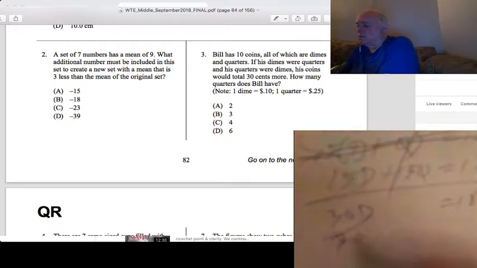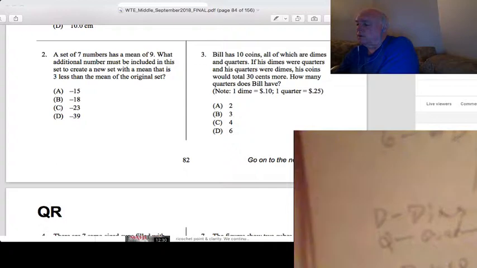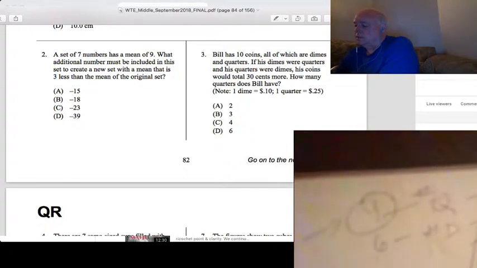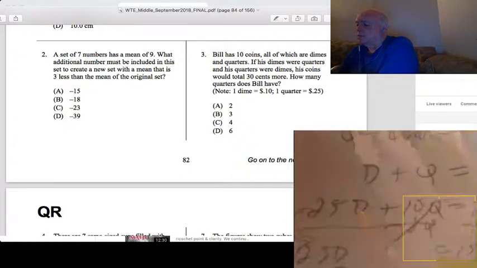Okay, and that's our original answer from when we started out with the brute force technique. But if you plug it back into the formula, if D was 6, then Q has got to be 4. And we can feed it into the original equation we came up with as well.